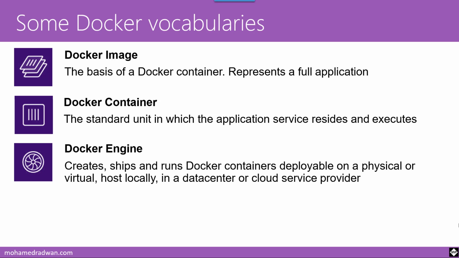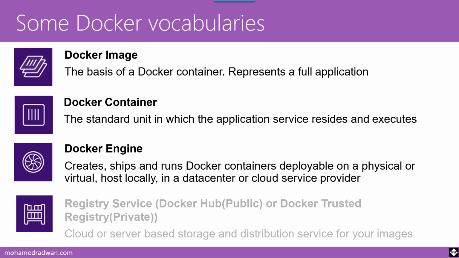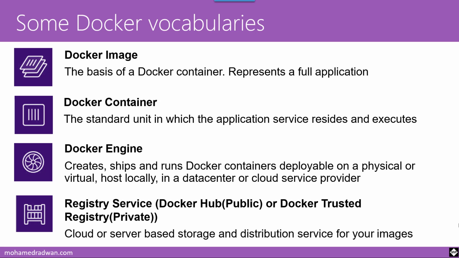The Docker engine is the software that creates, ships, and runs Docker containers, deployable on a physical or virtual host. It could be hosted locally, in a data center, or even in a cloud service provider. The registry service, like Docker Hub for public or Docker Trusted Registry for private, is a cloud or server-based storage where I can distribute and store my images.